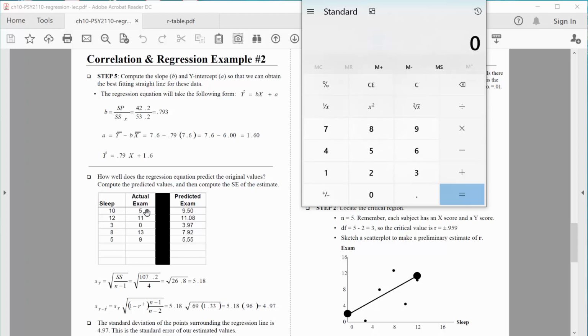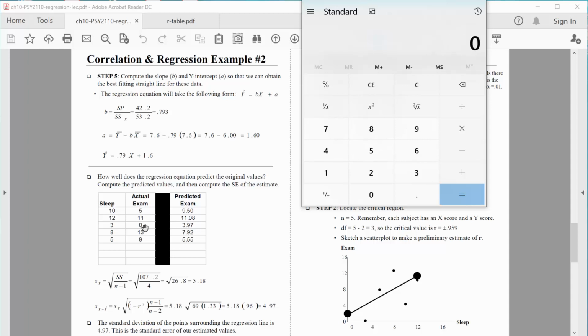Let's check the next one. We'll take 0.79 and multiply by 12 hours sleep. Then we're going to add 1.6. That equals 11.08. So we're predicting the student would score 11.08, and the student actually scored 11. So in this case, the regression equation did very well. Let's just look at another one. Let's take 0.79 and multiply by 3 hours sleep, and then add to that the y-intercept, that constant value, 1.6. That equals 3.97. So we're predicting the student would score 3.97. The student actually scored 0.